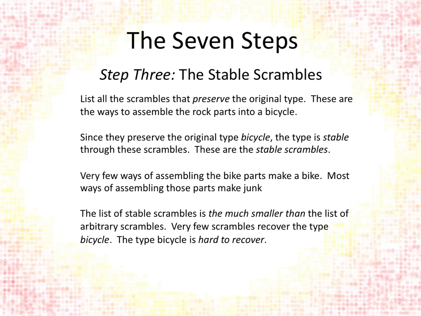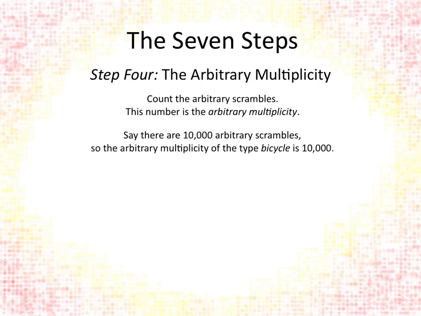So the list of stable scrambles still is going to be much smaller than the list of arbitrary scrambles because very few scrambles recover the type. There's going to be a lot of ways to put those bike parts back together arbitrarily, but only few recover the type bicycle, and that type is hard to recover.